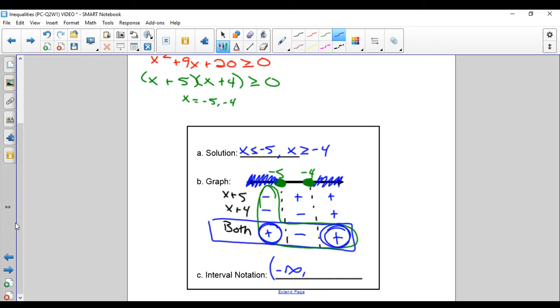Negative infinity to negative 5. Close it with a bracket. Connect it with a U. Open the next one with a bracket. For negative 4 to positive infinity. Close it with parentheses. There's your answer.